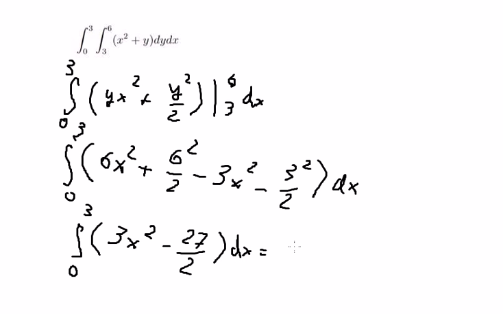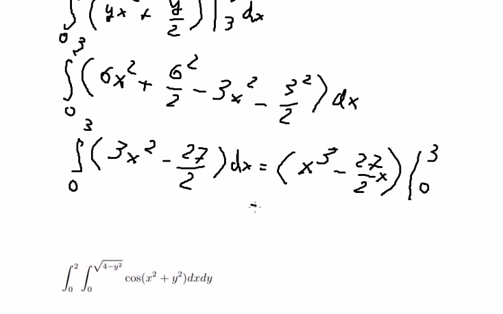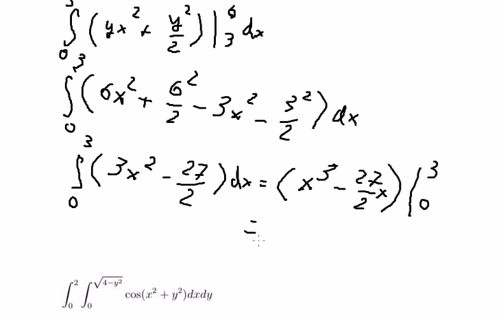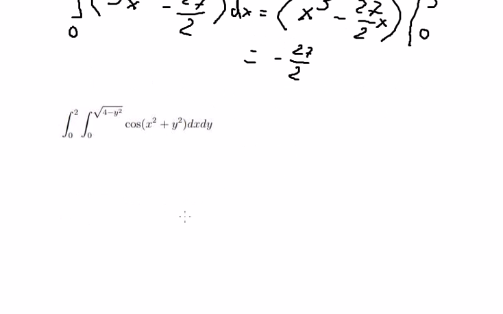And now we get the final answer. This one you got x to the power of 3 minus 27 over 2x, and we put the bounds in here. You will get the answer. You got negative 27 over 3 over 2. Sorry.